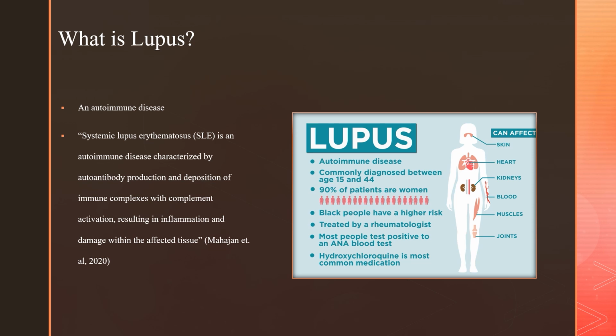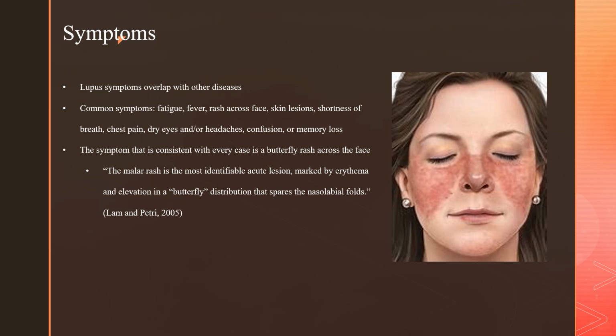Lupus is an autoimmune disease that causes inflammation in the body and attacks the immune system, as defined by Adnan Mashahan in his journal about understanding lupus and how severe it can get. Systemic lupus erythematosus, or SLE for short, is an autoimmune disease characterized by autoantibody production and deposition of immune complexes with complement activation, resulting in inflammation and damage within the affected tissue. Many common symptoms of lupus overlap with other diseases, such as rheumatoid arthritis and some tissue diseases.